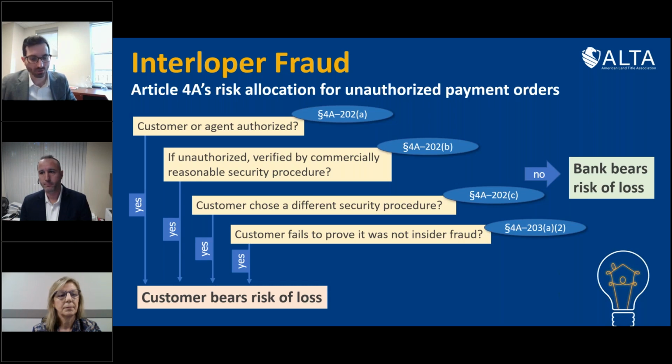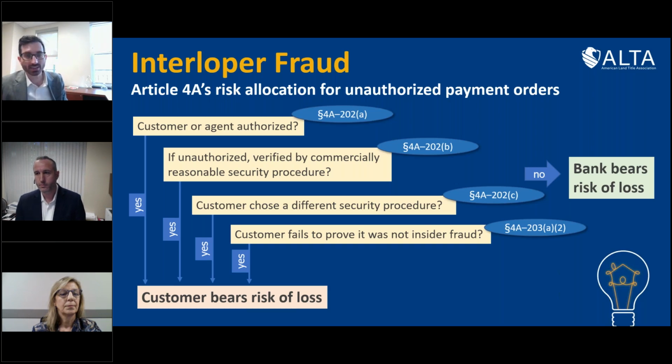So let's talk briefly about wire fraud. As I mentioned, the very rules in Article 4A that make wire transfers efficient, with Federal Reserve banks processing trillions of dollars every day, also wind up placing much of the risk for wire fraud and other errors on the users of the system. On this slide, we see how the loss is allocated in the case of interloper fraud, or just wire fraud, where a fraudster somehow gets you to wire funds to their account or intercepts the wire.